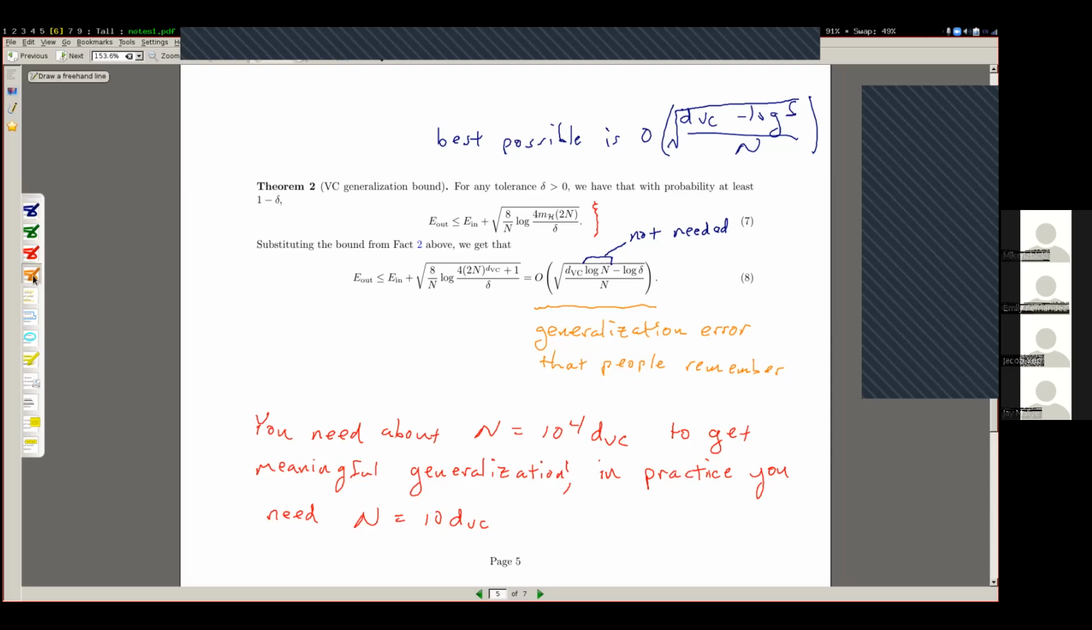On the quiz, you're welcome to write any of these possible equations as the definition for the VC generalization bound, including this one up here. Just as long as you write something equivalent to one of these statements, you'll be good. This is the one that I actually remember and use in practice, this thing right here. Any questions on any of that so far?